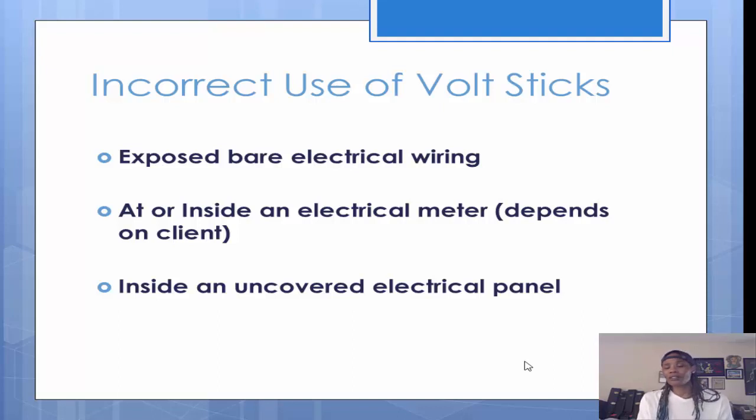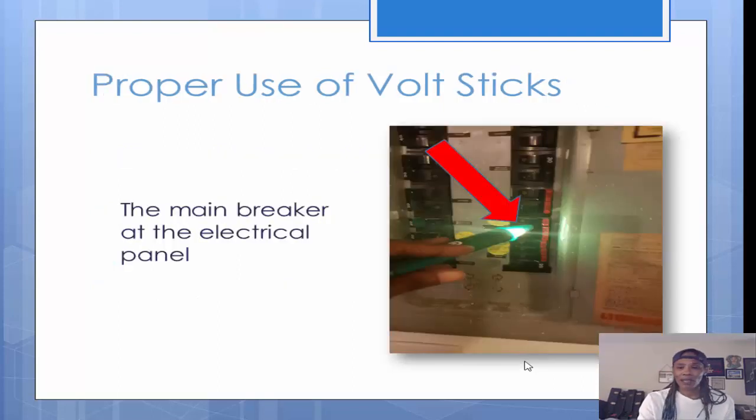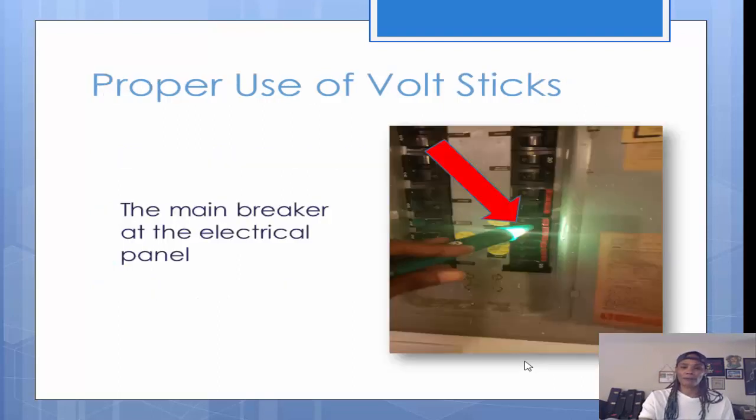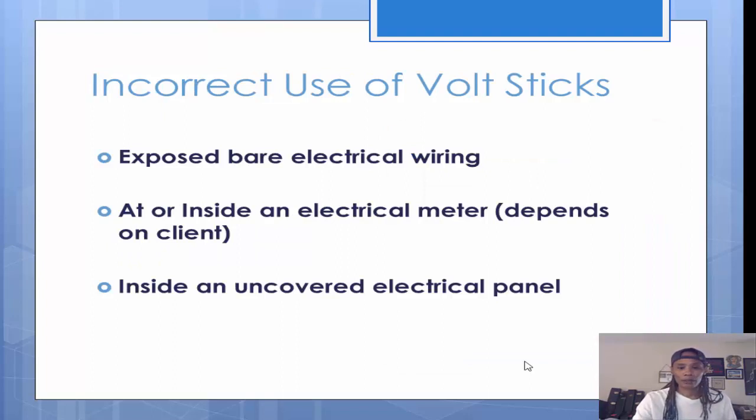The other place that you should never use your volt stick is in an uncovered electrical panel. Let's say the electrical panel that you just saw, and I took off all the gray covering, so all you have now is the exposed breakers and all the wires behind that gray door. Never take that panel off. Everything should be done just as you saw it in the last photo, with the panel face on, and just go to the breakers.